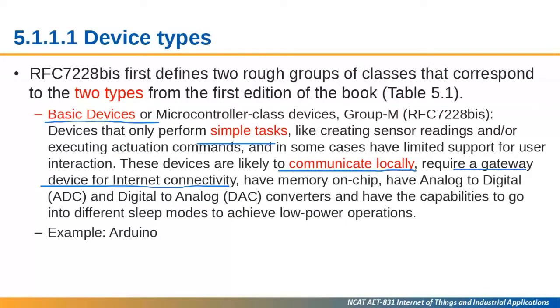So in that case, take your iPad, for example, right? It can use Bluetooth, it can use Wi-Fi, but you still need to have a Wi-Fi hotspot, which is actually a gateway device, to connect to the internet. And for a basic device, it has some typical features. If you're familiar with electronics, a good example is Arduino.